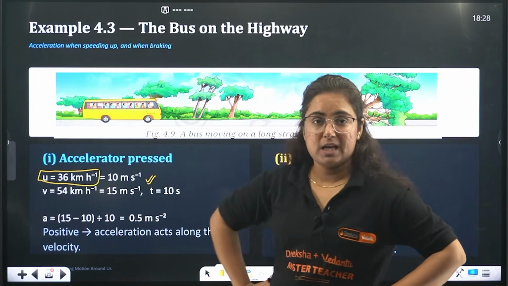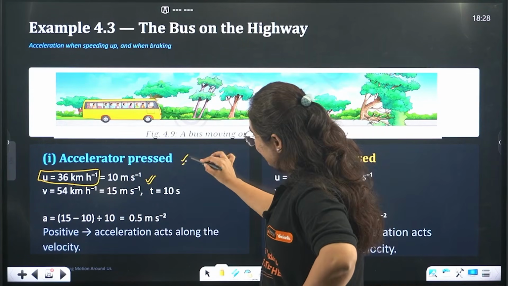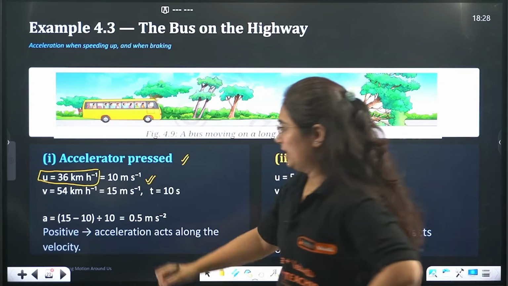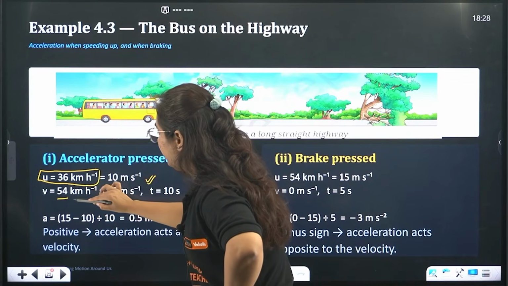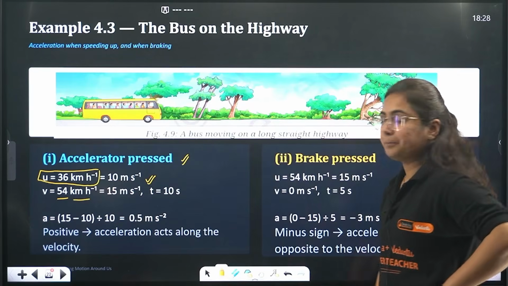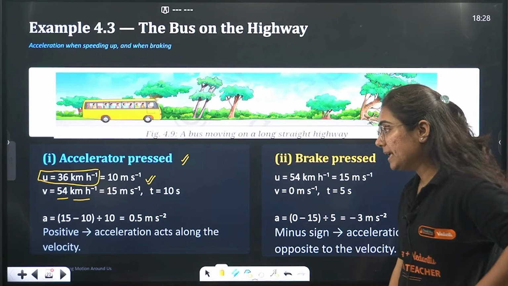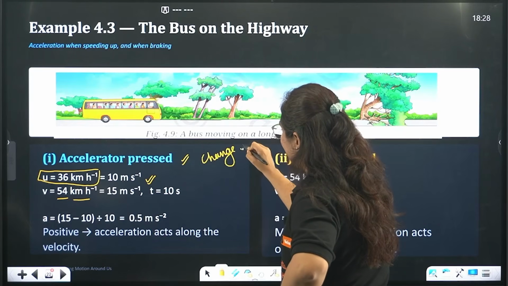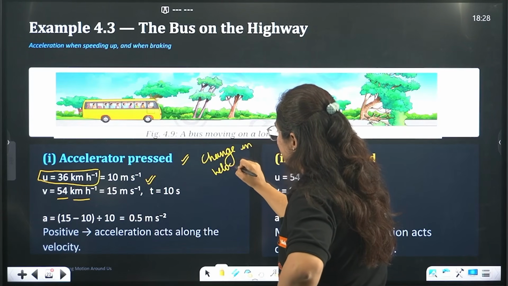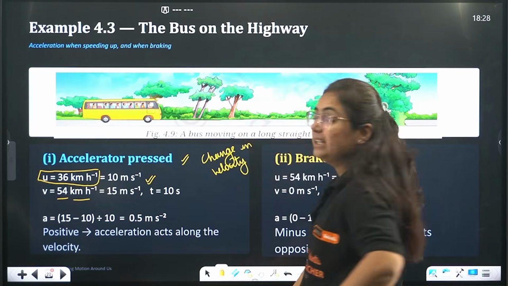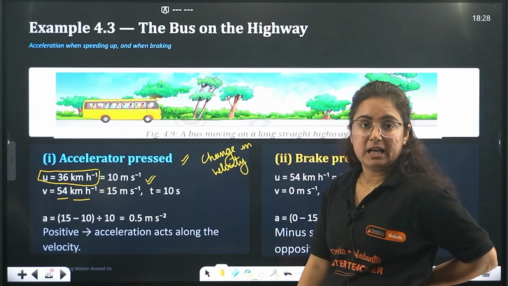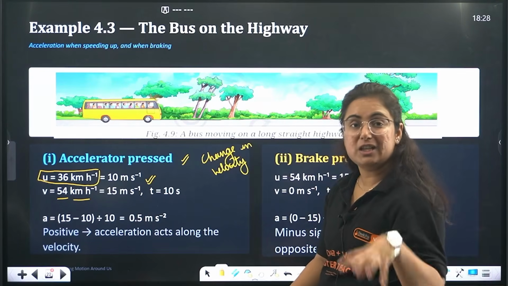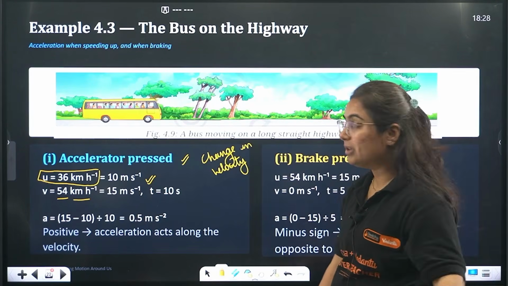But now, suddenly, the bus driver pressed the accelerator and your speed increased to 54 km per hour. Don't you feel there is a change in velocity? Yes, there is a change in velocity. Right? What is acceleration? Acceleration is actually the change in velocity in an interval of time.